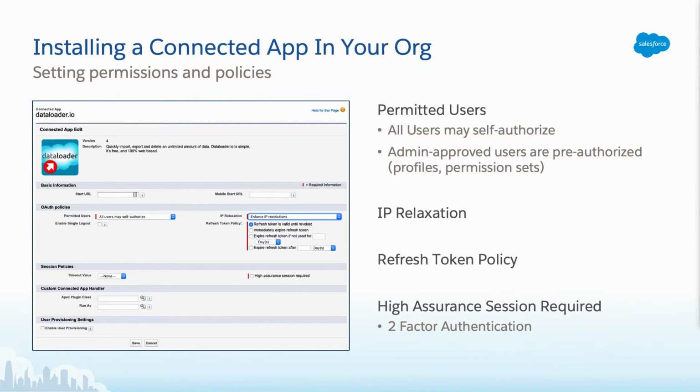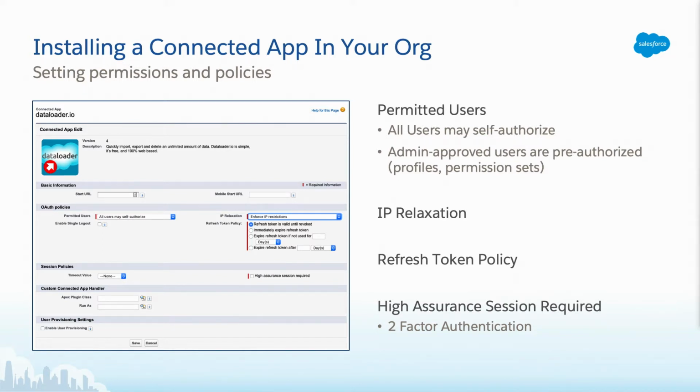So if you choose the admin approved users option, once you save, you'll see a space where you can specify which profiles and which permission sets are associated with this app, and those are the users that will be allowed to use it. The second security option we want to call out here is IP relaxation.